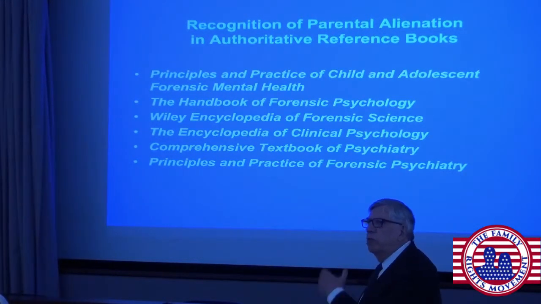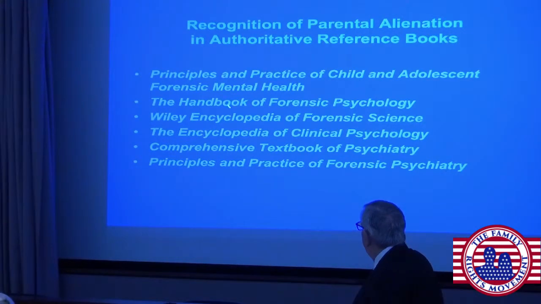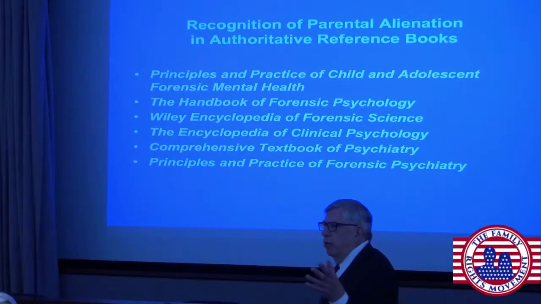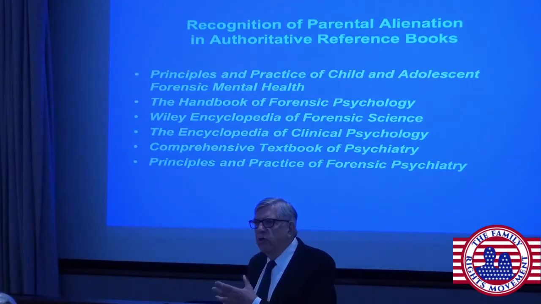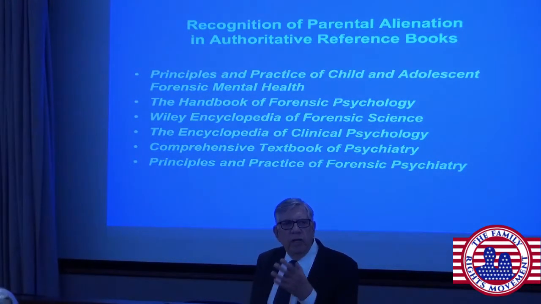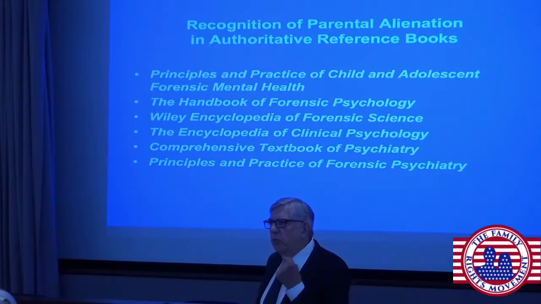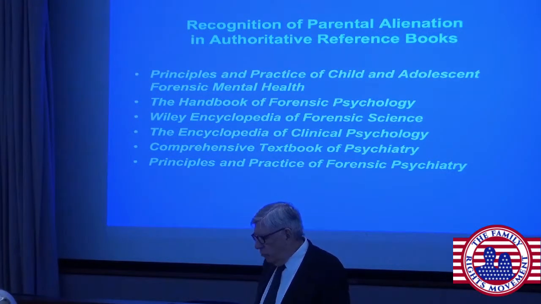The second one is it's in books. These are authoritative textbooks that are published regarding either psychiatry or psychology or forensic psychiatry. And parental alienation is in these books. The Encyclopedia of Forensic Science, the Encyclopedia of Clinical Psychology, the CTP is called the Comprehensive Textbook of Psychiatry. It's sort of the Bible for psychiatry in this country. And it's now, I think, in the 10th edition. And parental alienation is discussed in these books. So it's easy to prove that it's an accepted concept in the world of psychology and psychiatry and social work.